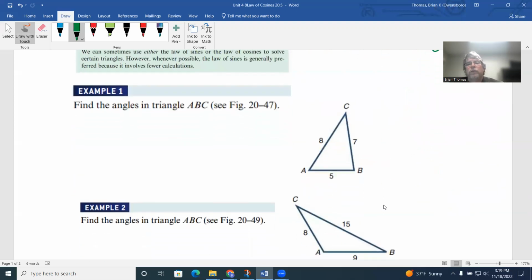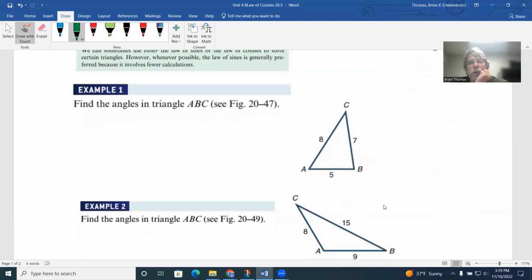So if I look at this example here, if I want to find the angles of this triangle ABC, notice how we have been given the three sides. So I need to find angle A, angle B, and angle C. So suppose we start with just finding angle A. If I find angle A, notice that 7 becomes the opposite, and the 5 and the 8 become the adjacents.